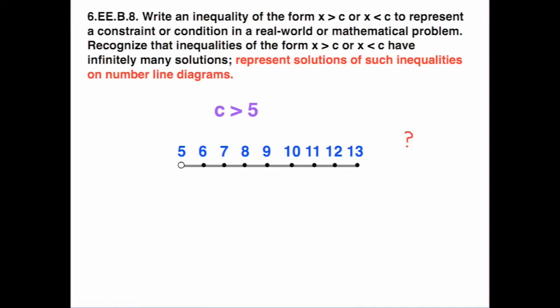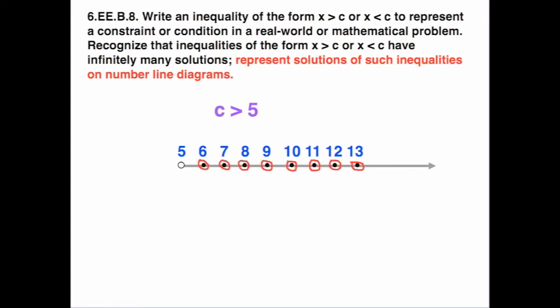Now what about at the other end? What about numbers past 13? Those are bigger than 5. So yes, we have to keep going. And the way that we do that is we simply convert this to a ray to indicate that numbers keep going infinitely in that direction.